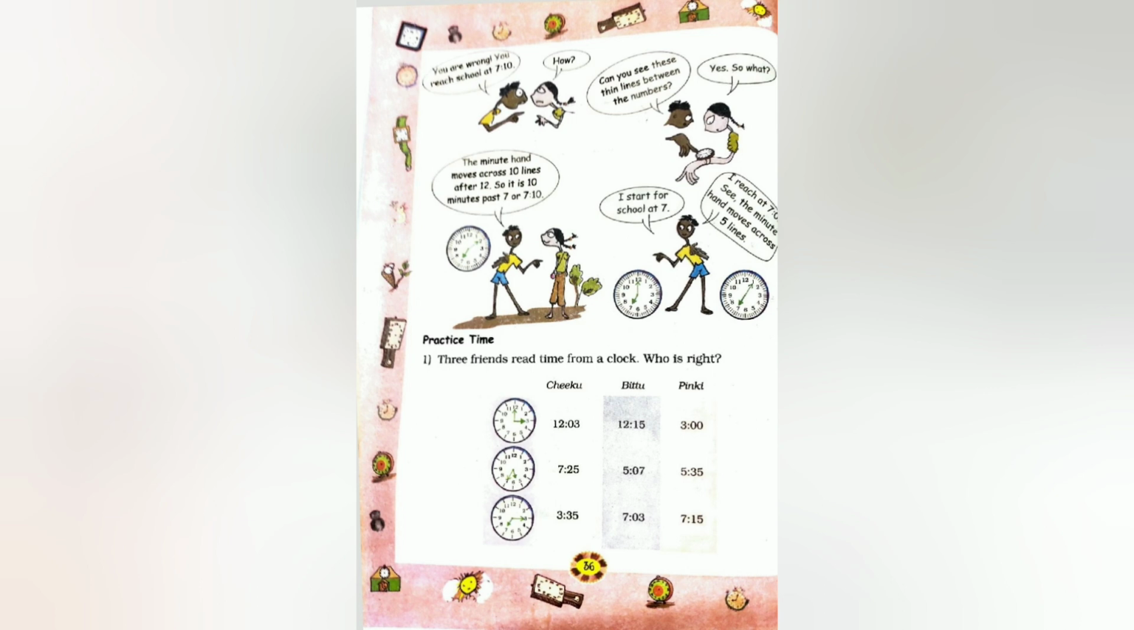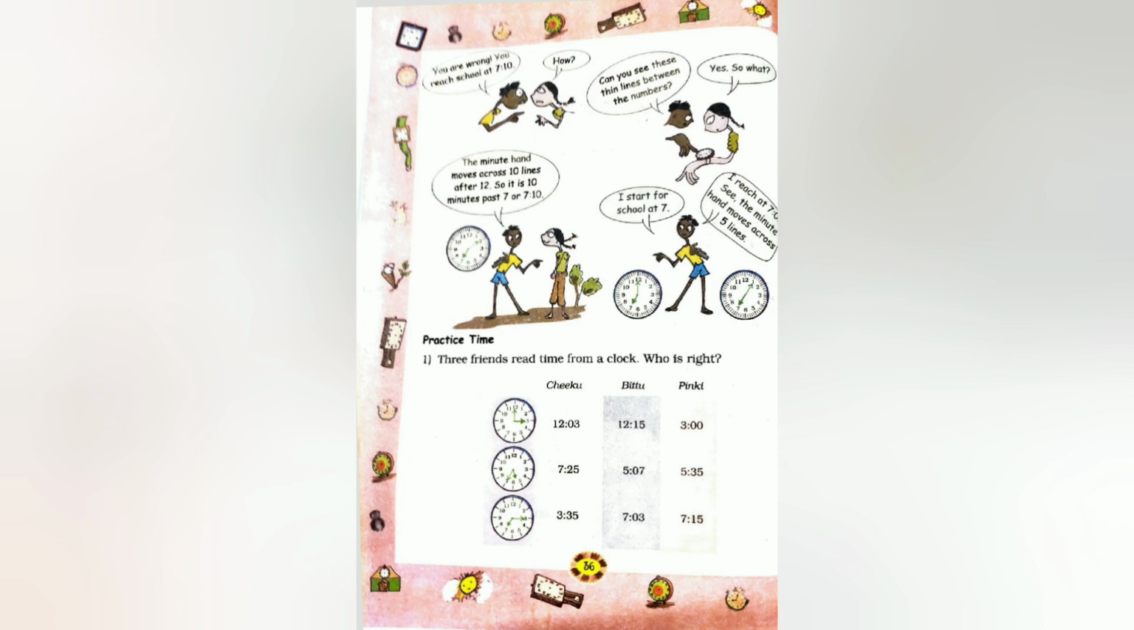Okay. In second clock, hour hand is between 5 and 6. So, as I have taught you earlier, we have to consider the earlier number, which is 5. And now minute hand is on 7. So, 5 sevens are 35. So, what time is it? It is 5 hours and 35 minutes. So, once again, Pinky is right.